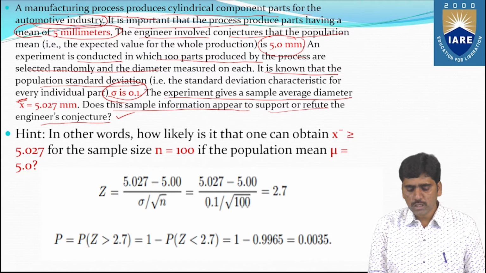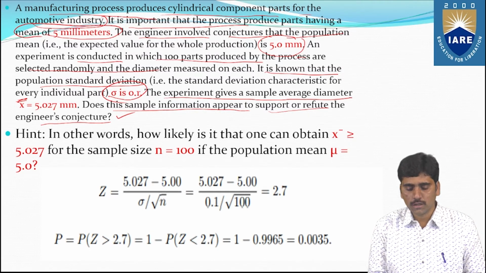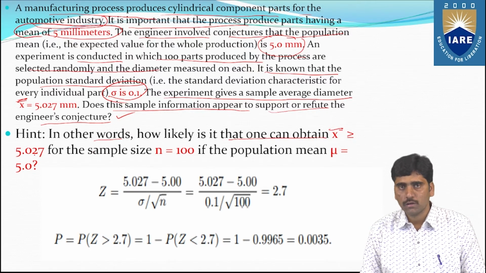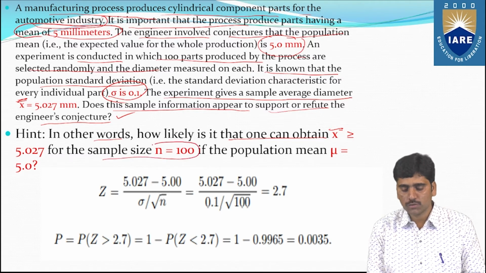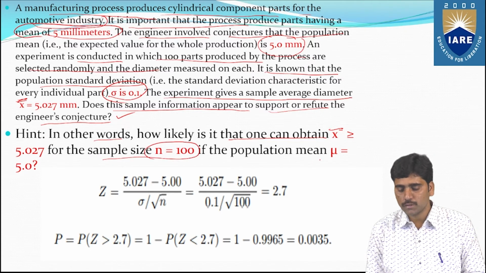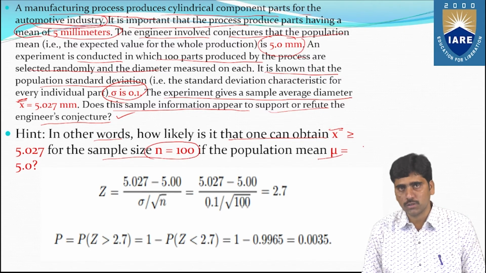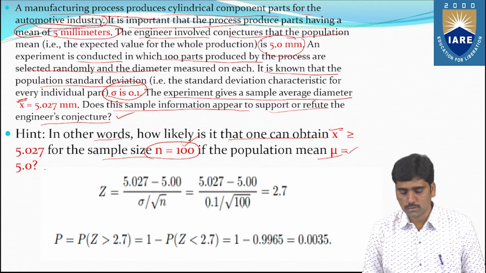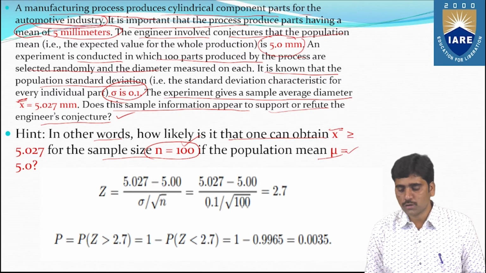So we can take all the parameters, and in other words, we can obtain x bar greater than or equal to 5.027 for the sample size n equals 100. If the population mean is mu equals 5.0 mm, the mean mu is given, n is given, and the sample mean x bar is given as 5.027. So we need to substitute all these values.